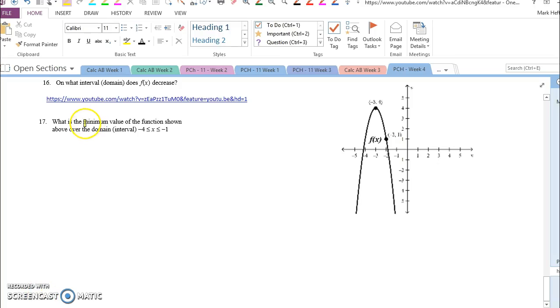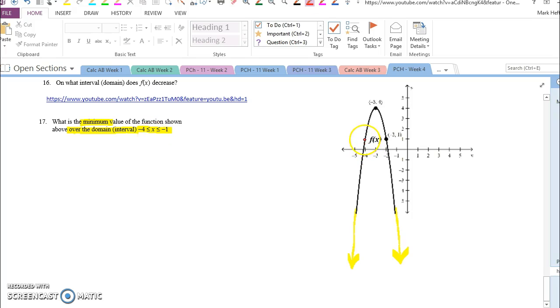So you're asked for the minimum value, and if you were looking at the entire function, there is no minimum value because this goes down forever in both directions. However, it says over the domain or interval -4 to -1. So that means only when x is between -4 and -1.